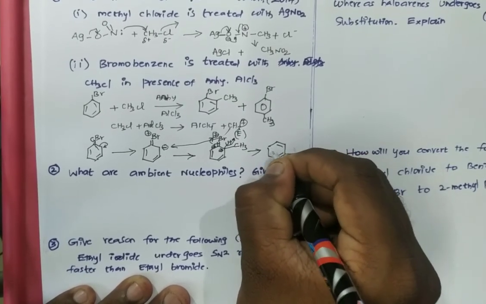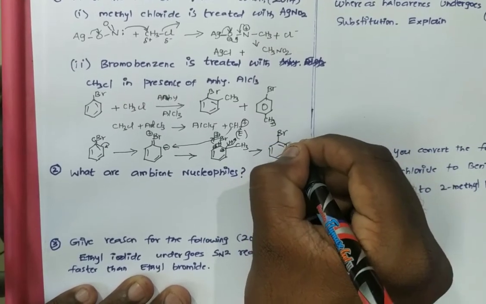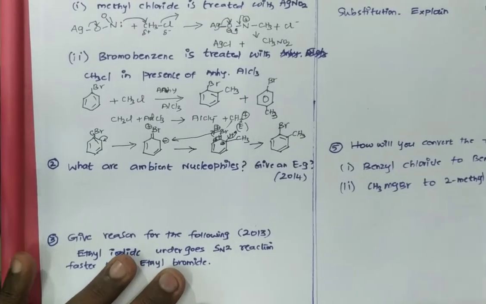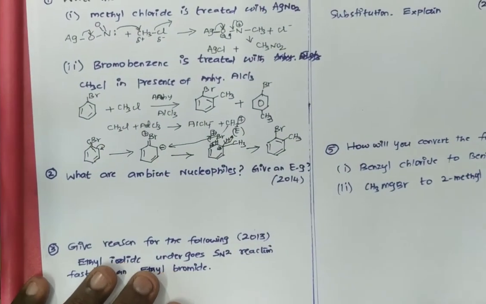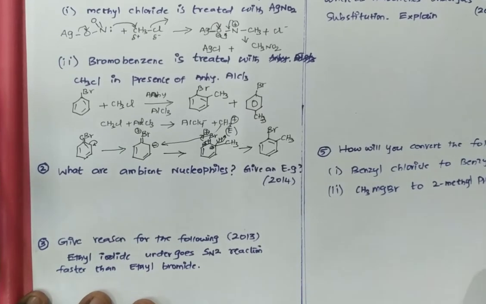Here one bond, one bond, one bond. One more thing, here is bromobenzene, and along with that I will be getting a methylated product. So this is an alkylation of bromobenzene, nothing but a Friedel-Crafts alkylation reaction.